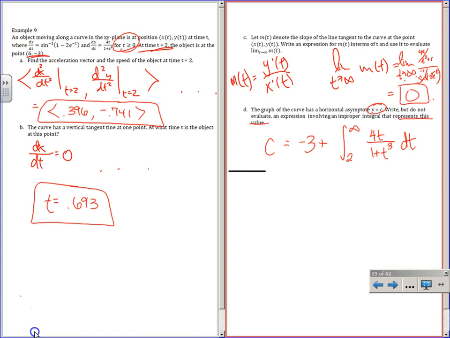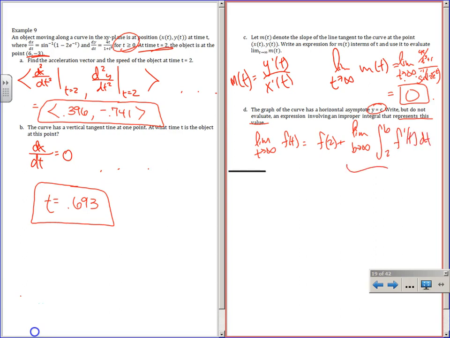F of infinity is us thinking about the y value as we head to infinity. So it should be the limit as t goes to infinity of f of t equals c. That's the proper way of writing it, and that's technically how we would rewrite this integral. So maybe it's a little bit easier to think about it this way: the limit as t goes to infinity of f of t is equal to f of 2 plus the limit as b goes to infinity of the integral from 2 to b of f prime of t. And then I can rewrite this as the improper integral from 2 to infinity of f prime of t dt. And then that's -3, and then that's c, if that makes more sense.